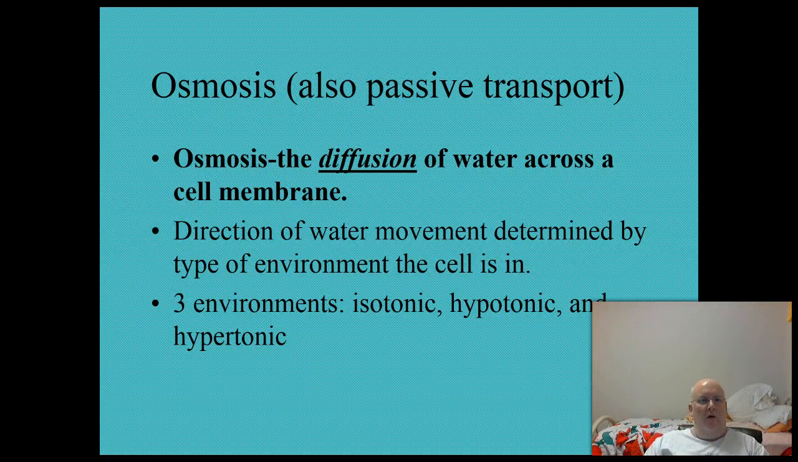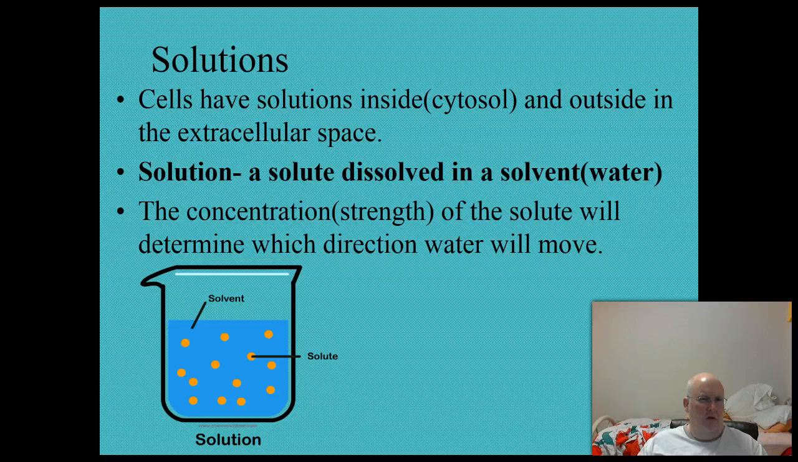So how do we know which way water moves? Well, it depends on what kind of situation the cell is in. And there's three possible situations: isotonic, hypotonic, and hypertonic. Before we can talk about these, though, we have to figure out what a solution is.